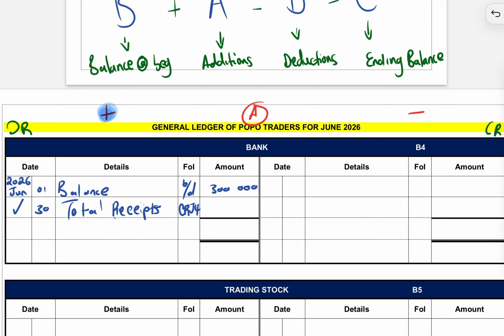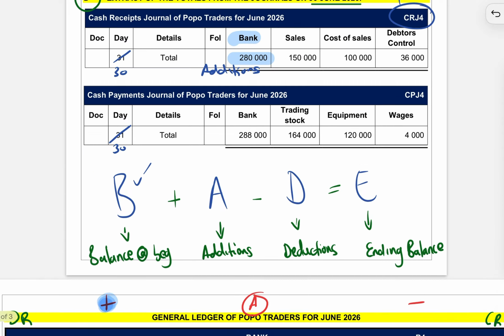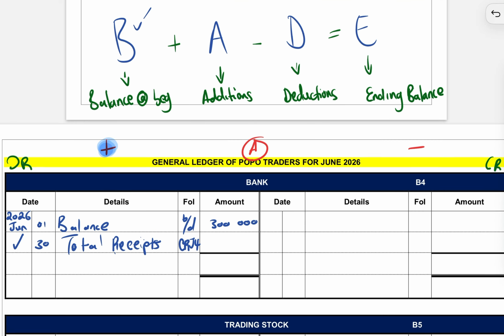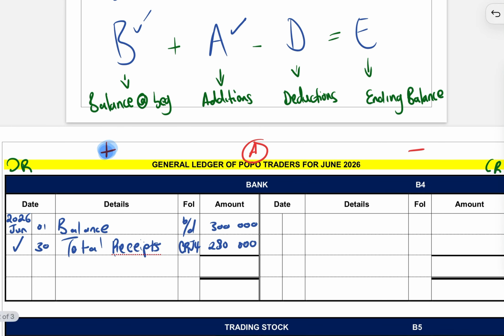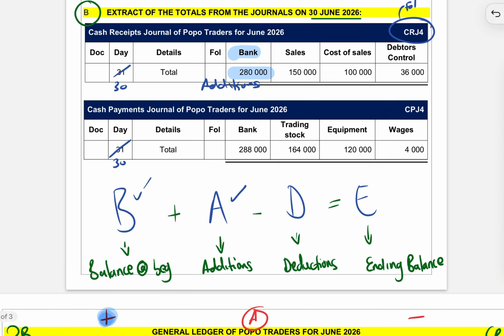Okay, so how much are we posting? 280,000. Then you are done with this step. You are done with additions. You have added entries that increase the bank account. Are there any entries that decrease the bank account, or the cash that is in the bank?